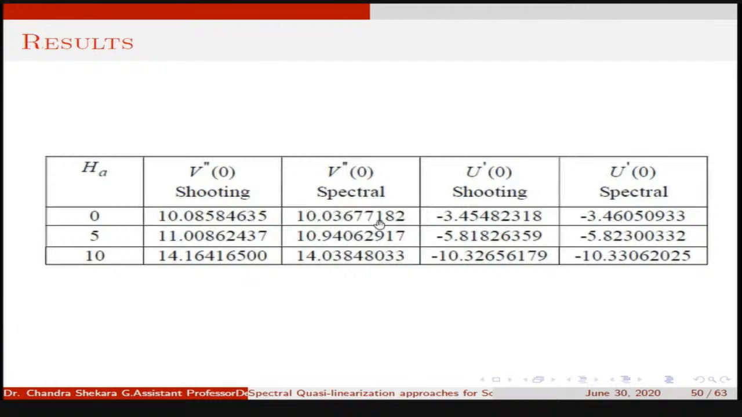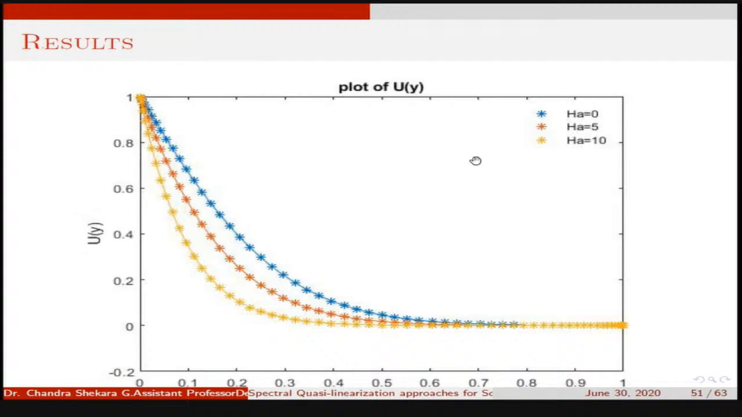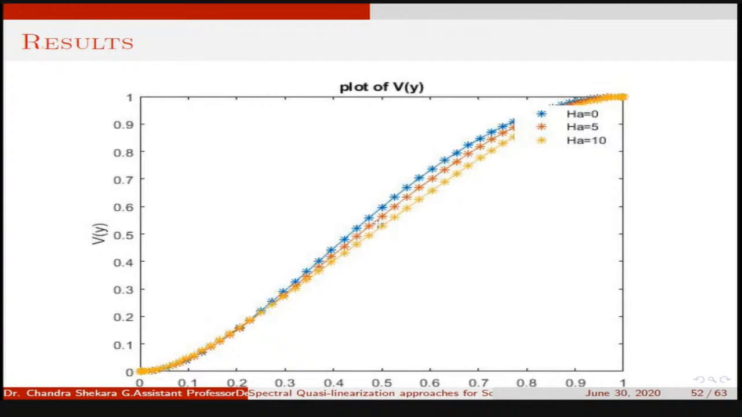This is for 0, and this is the u dash of 0. This is for Hartmann number 5, and up to 7 to 8 decimal places the values are accurate, and this is for 10. And this is the temperature profile for different values of Hartmann number, and this is the velocity profile for different values of Hartmann number. So again, I am saying that this collocation method or pseudo spectral method matches very well for solving boundary value problems.